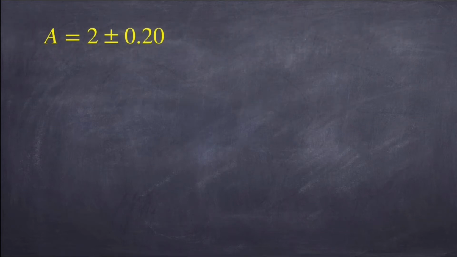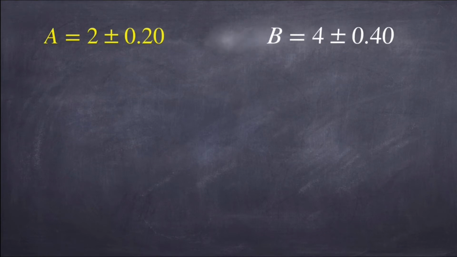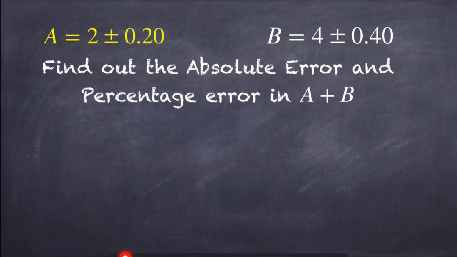Now let us do an example. Here A is equal to 2 plus minus 0.20. So 2 is the measured value of A and 0.20 is the absolute error in measuring the value of A. Similarly, let B be equal to 4 plus minus 0.40, where 4 is the measured value of B and 0.40 is the absolute error in measuring the value of B. We need to find out the absolute error and the percentage error in A plus B.